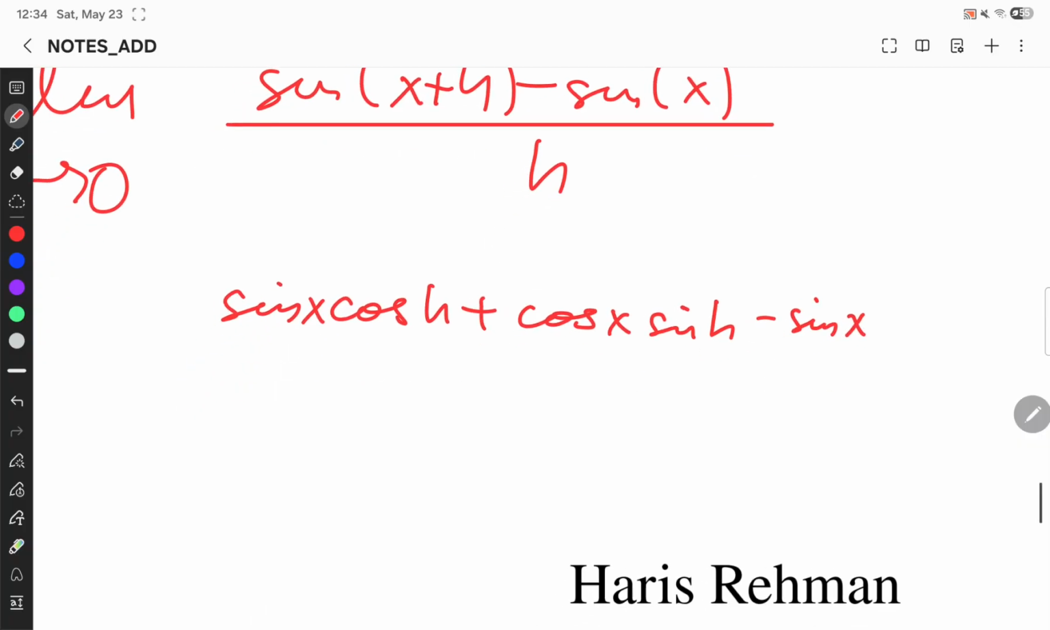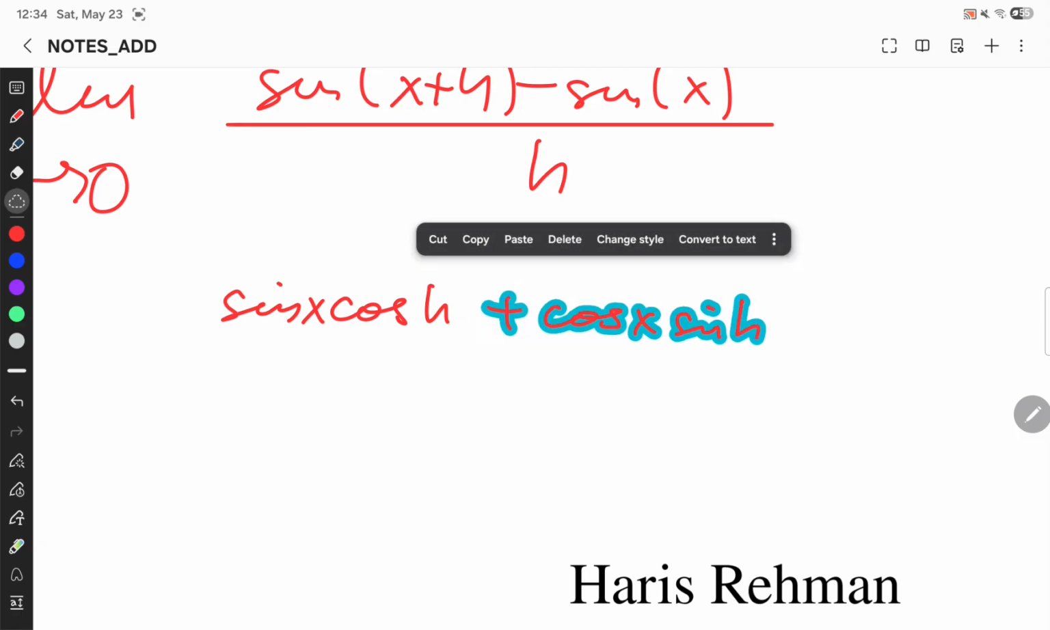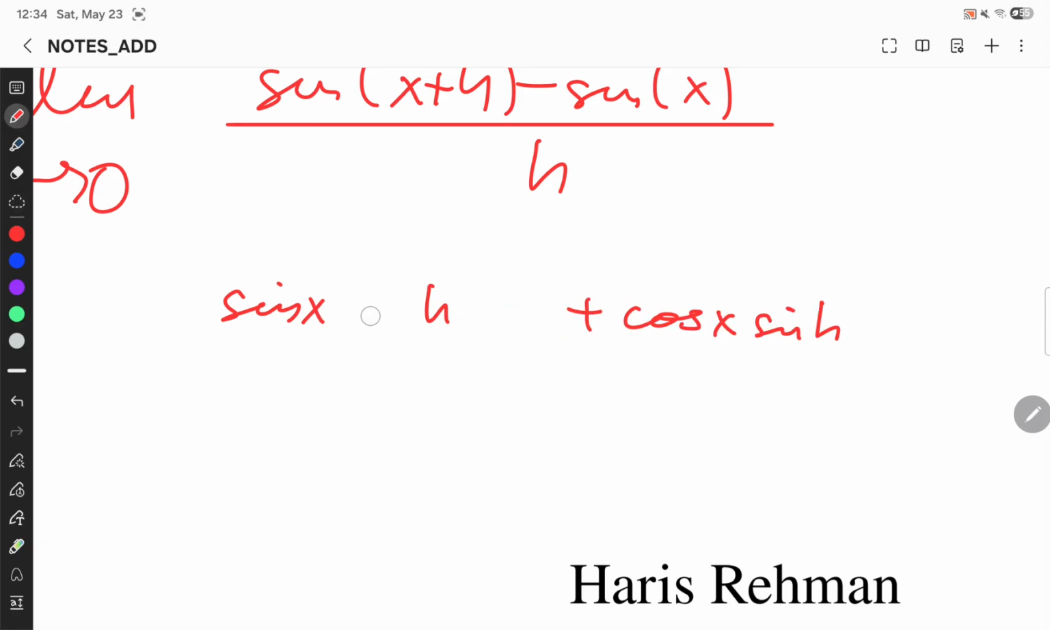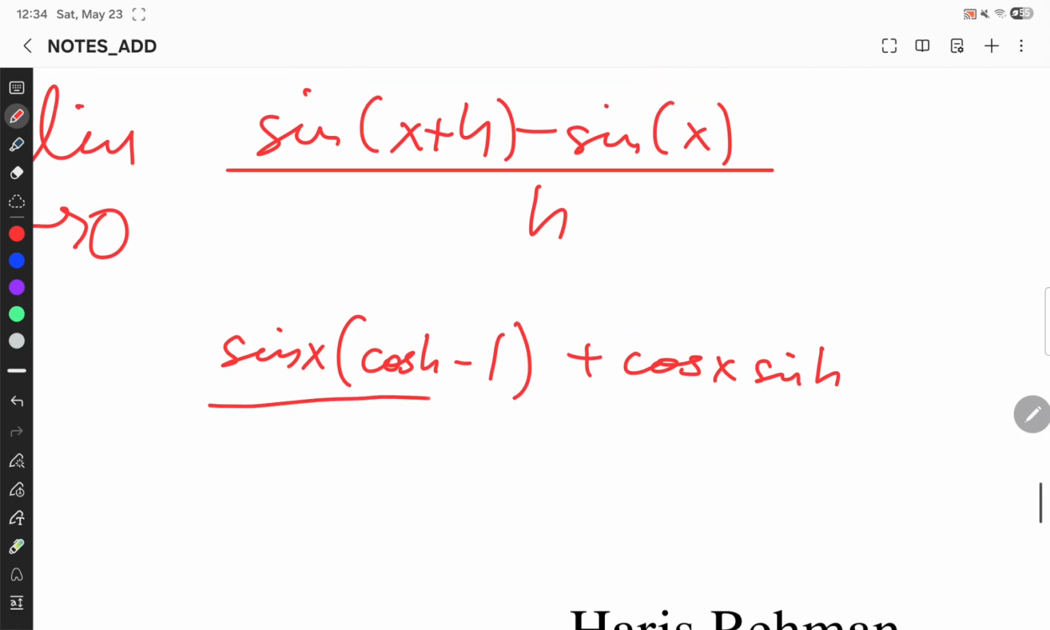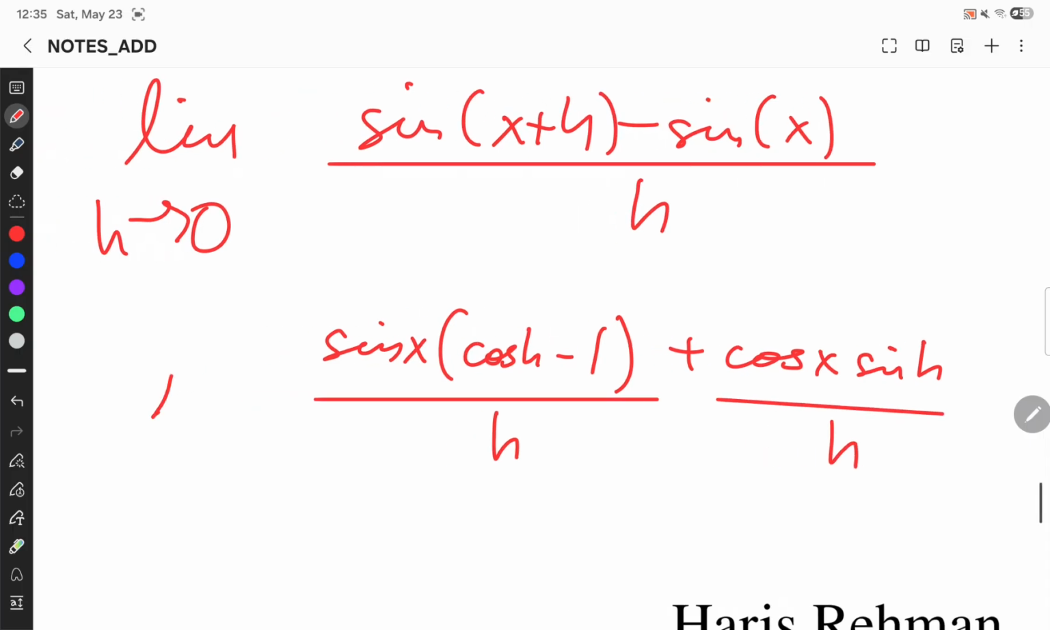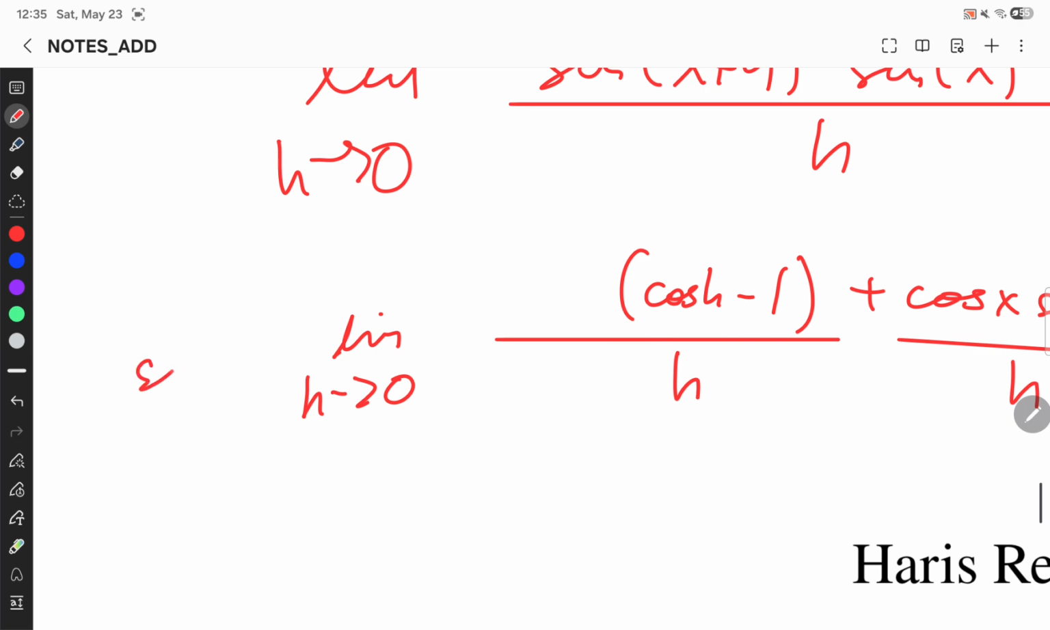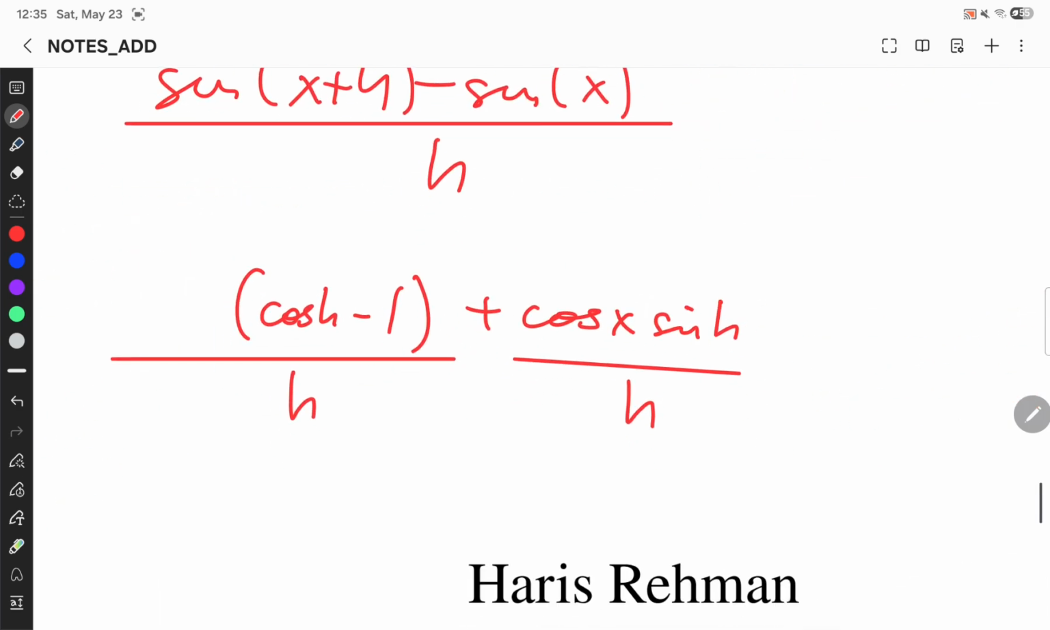You can factorize sine of x in the first term. Sine of x times cosine of h minus 1, like so, all over h. Now these two terms are all over h. Limit as h approaches 0. How do we go further? We know we have to do something with this h term. Okay, sine of x factors out, and cosine of x factors out.